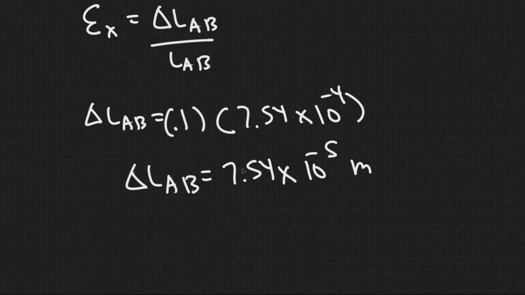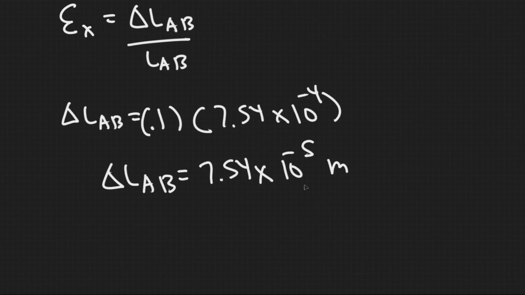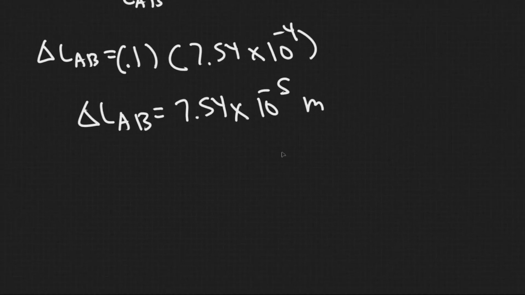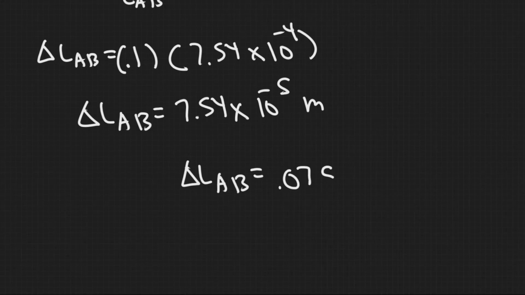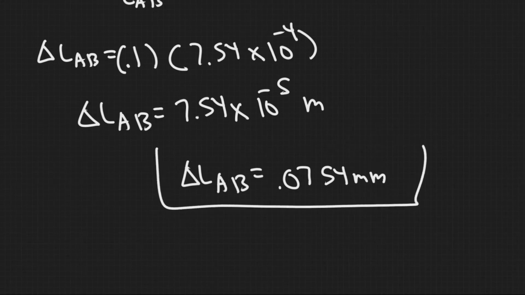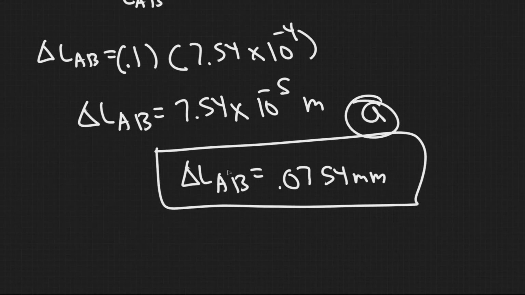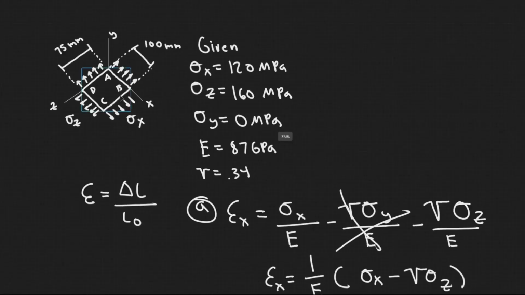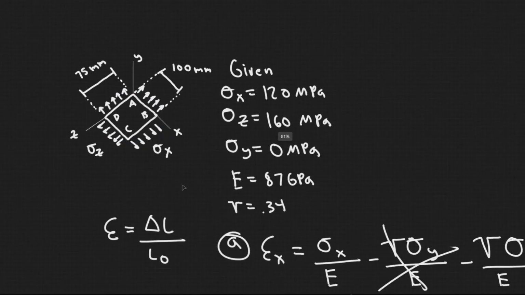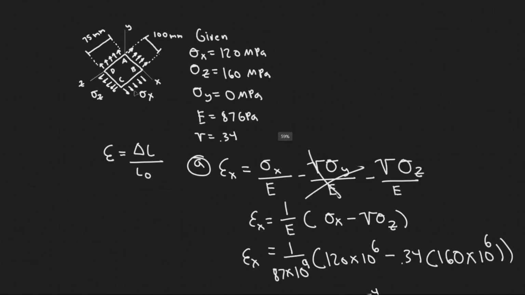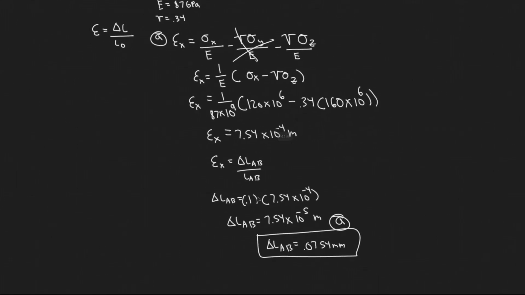And I think this answer is easier to be seen as millimeters because we just want to convert it to make it look nicer. So this value right here, you would just multiply it by 1,000 to get it in millimeters. I'm not going to show you how to do that, but it's just 0.0754 millimeters. So this is going to be your answer to A at least. So we found the change in length of side AB. So we're basically just going to go ahead and repeat this process for BC. So let's go ahead and do that now.